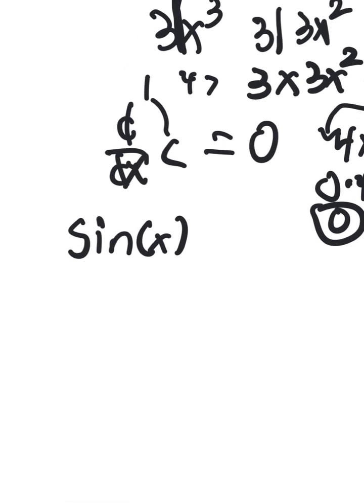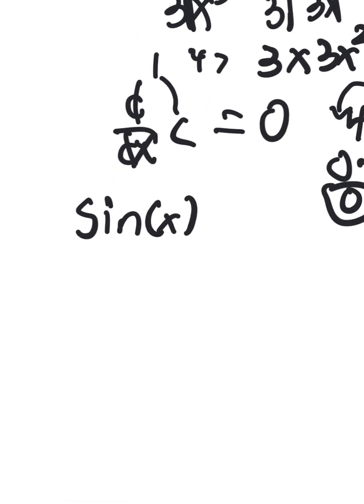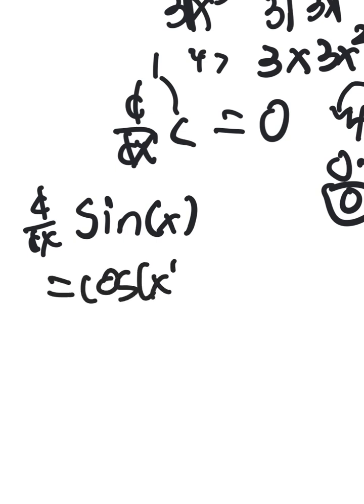Now, there is a proof of this derivative, but it's not really that important for you to understand for this class. So I'll link a Khan Academy video that explains this in more depth. But for now, all you need to know is that the derivative of sine of x equals cosine of x.